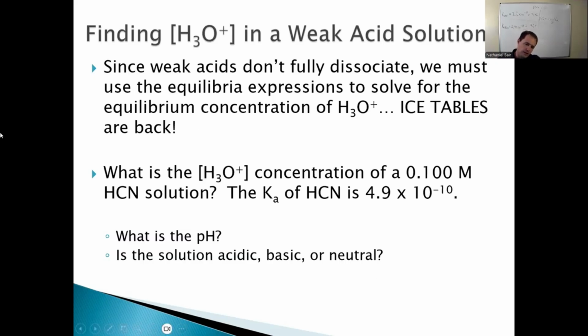I would like to calculate the H3O plus ion concentration of a 0.1 molar hydrocyanic acid solution, if the Ka of hydrocyanic acid is 4.9 times 10 to the negative 10th. I then want to turn it into a pH, but we'll get there. Oh boy, this is what it's all been leading up to. Here we go.